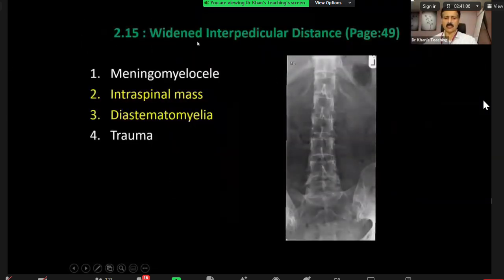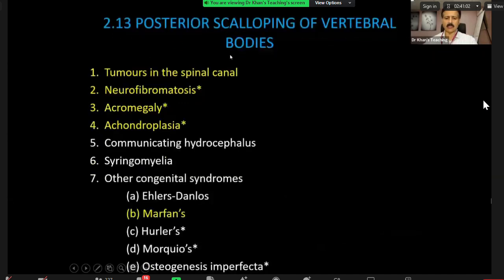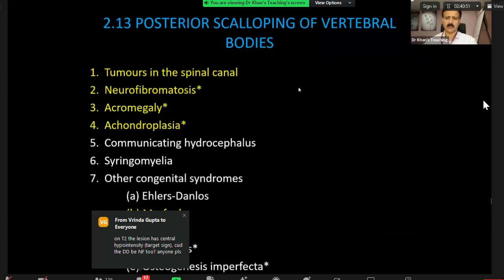And this is the differential diagnosis from Chapman, widened interpedicular distance. And there is another one, posterior scalloping of vertebral body, this is the differential diagnosis. Tumors in the spinal canal is the most common one.